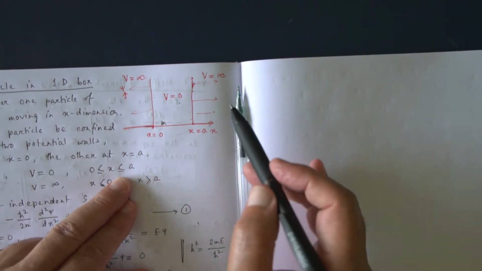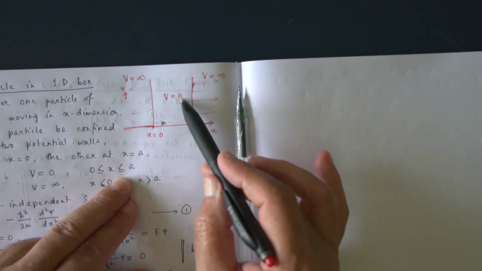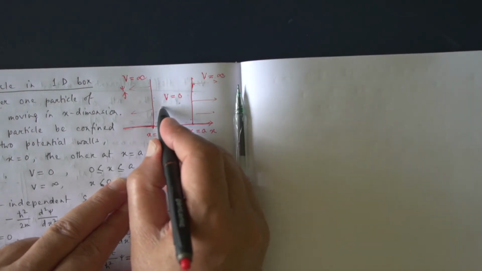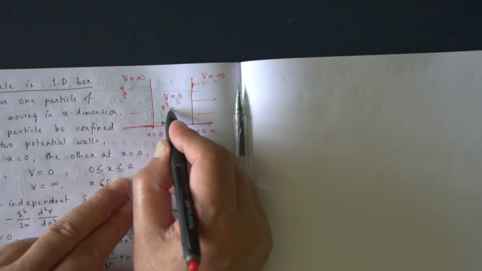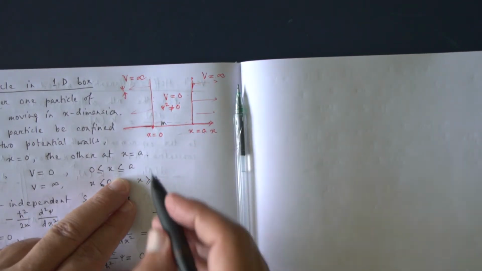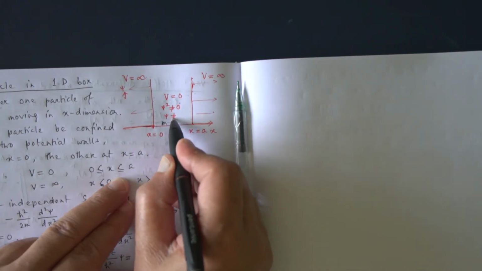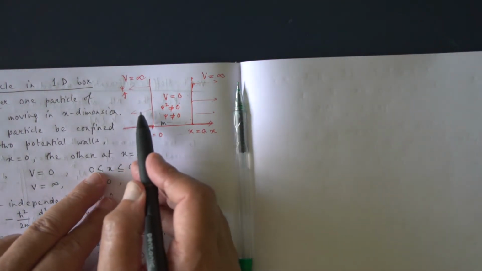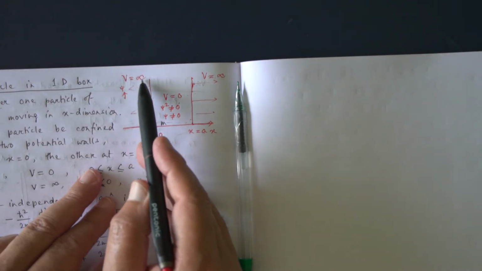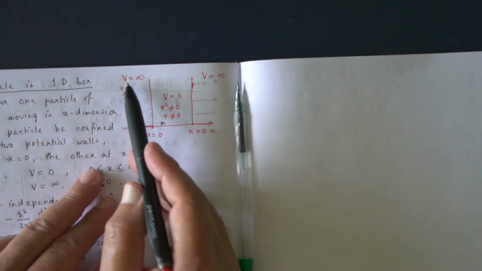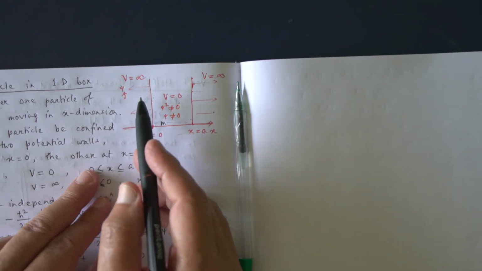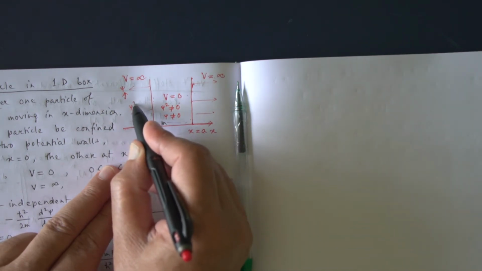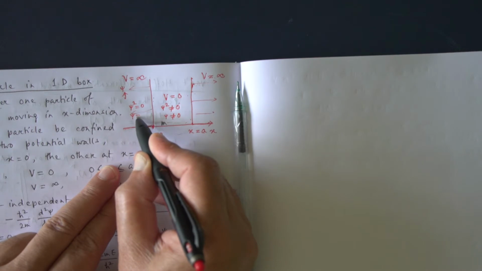Now here you see, we consider that the particle is here. So the probability of finding the particle cannot be 0 here. So psi is not 0 here. But outside, potential is infinity. That means probability of finding the particle is very, very less, almost 0. Psi square is 0. That means psi is 0.